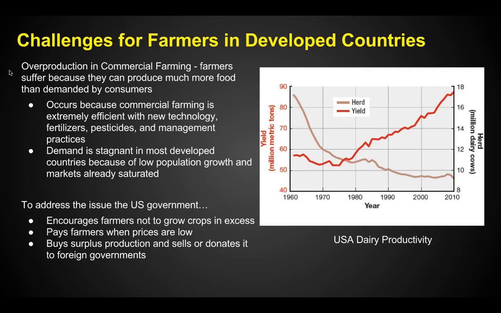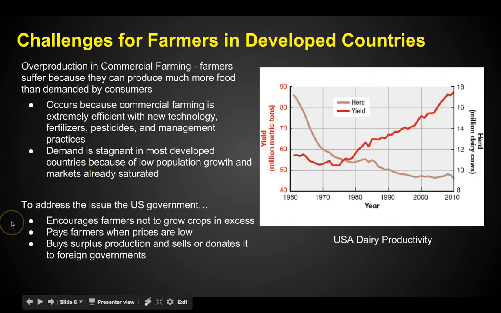The demand is stagnant. It's stagnant because in most developed countries, there's low population growth and markets are already saturated. Meaning, people have already got tons of corn in the United States. So there's not going to be a huge demand because our population isn't really growing except from immigration. So that's why the United States continues to sustain itself, really. In lots of European countries, population isn't growing and there's not tons of immigration. So farmers have a hard time making a profit each year.